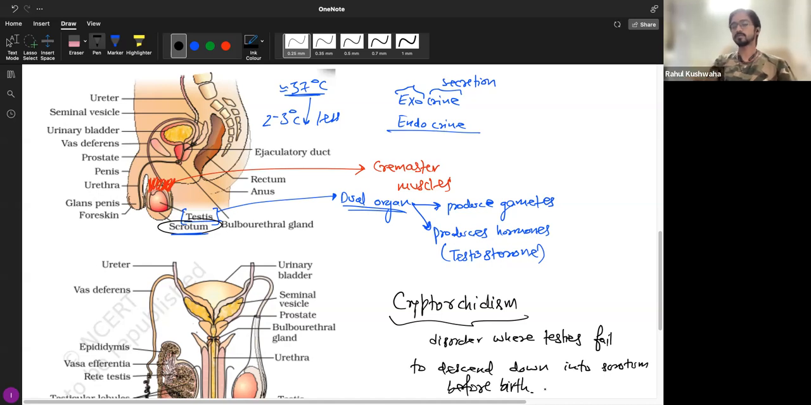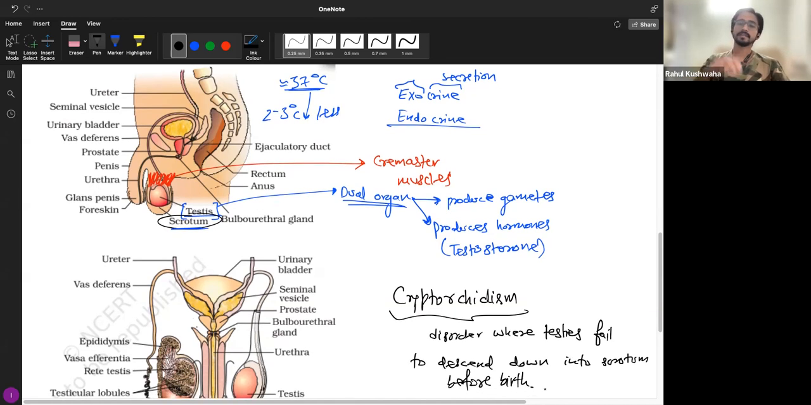Okay, so what doctors do is surgically remove the testes from there and place them in the scrotum. A little bit complex, but it's doable. So, can there be any consequences of this? Yes, there are consequences, because this phenomenon itself is very rare, so we don't have a large number of cases to study and figure out the most common consequence.